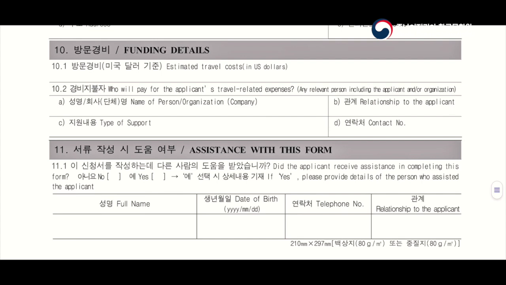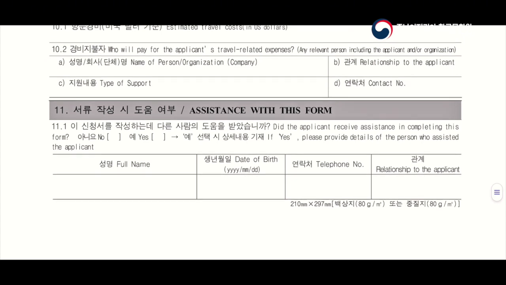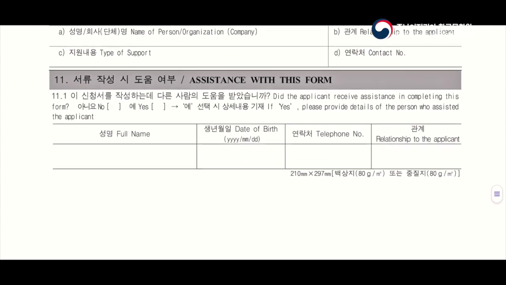So the next step is the assistance with this form. Who assisted you with this form? If you're the one, then there is no need. But if it's someone, you have to provide more details.